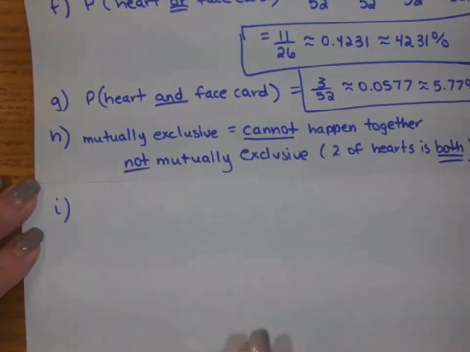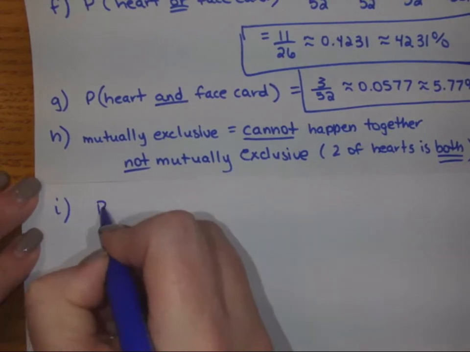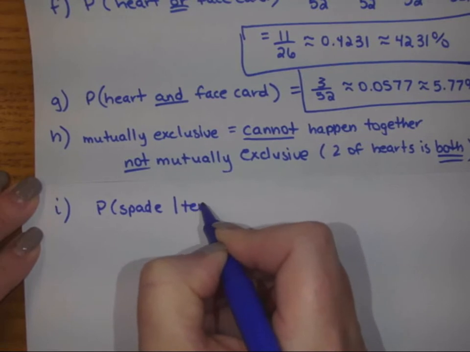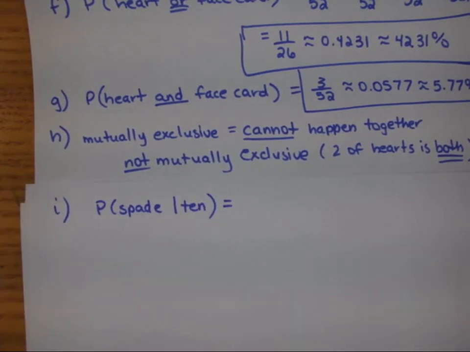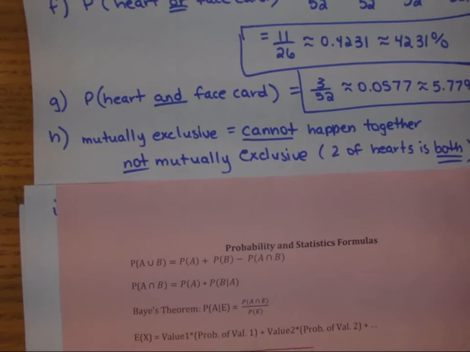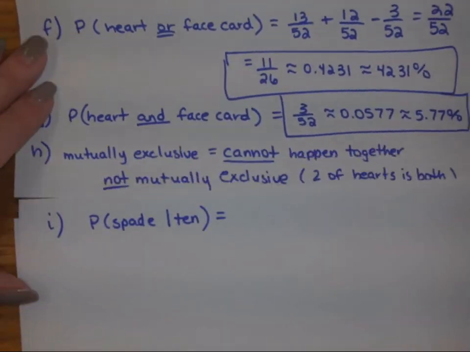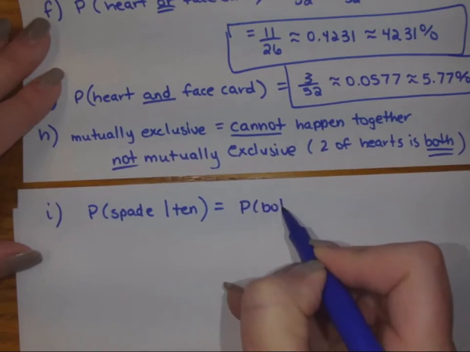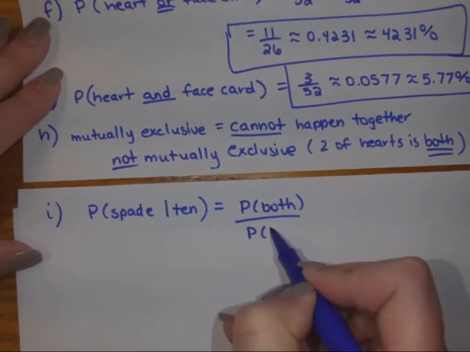The probability that a card is a spade, given that it is a 10. So the probability of spade, given that it's a 10. So remember, this is the formula where you need to maybe look at your formula chart. The formula for something given something else can be found with this formula being rearranged. So it's always the probability of both over the probability of the second thing. Okay, so this is the probability of both over the probability of it being a 10.